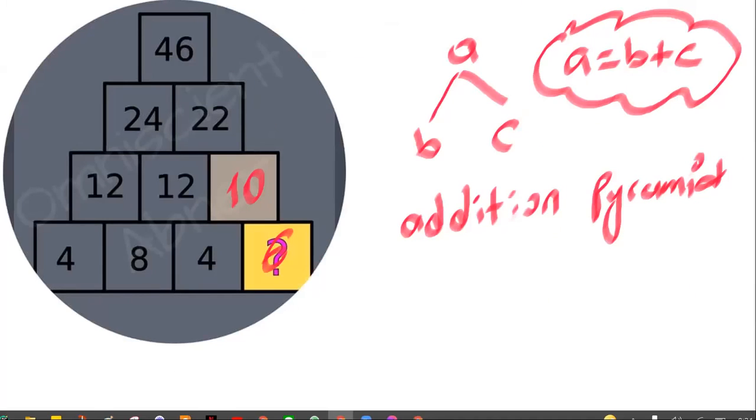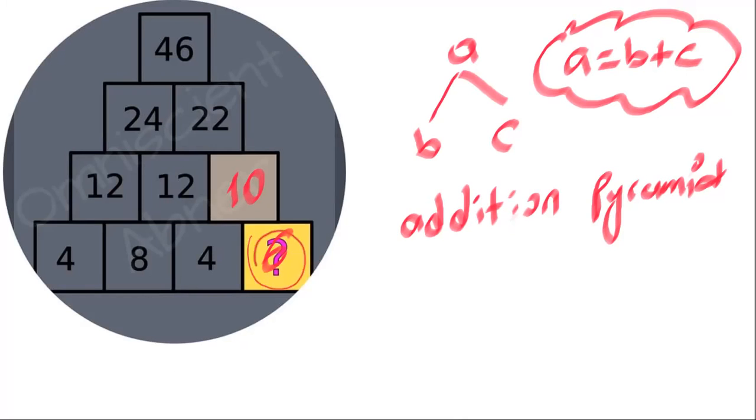So this is the final question. The question asks for the missing one. So we need to find what the pattern is. So let's focus on the top. If you check the sum of these two, it equals the top square. If you check the sum of these two, it gives the top. If you check the sum of these two, it gives the top. So this is the rule. When you add the bottom two, it gives the top one.